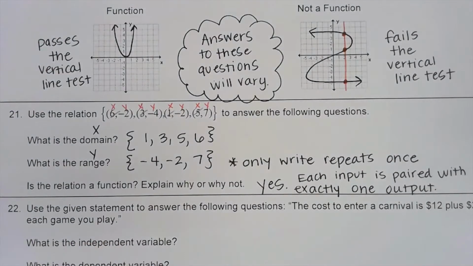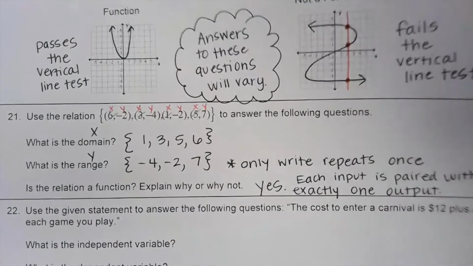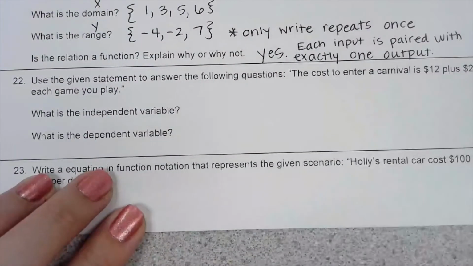So there's not a number that you put in that gets paired with 2 different y's. It's okay that there's a y that gets paired up with 2 different x's, but it just can't work the other way as well.